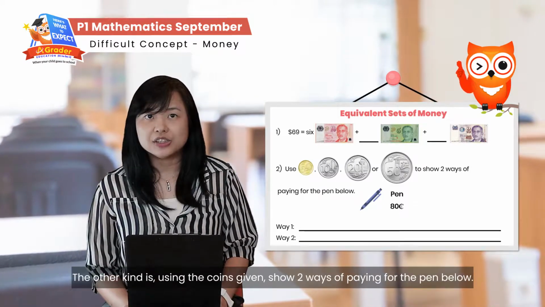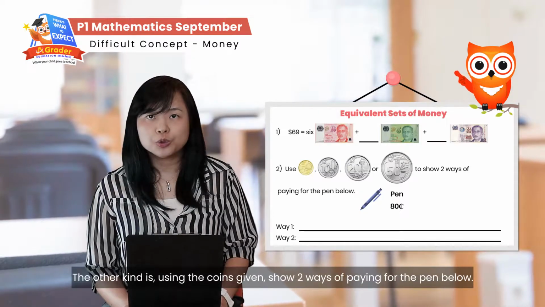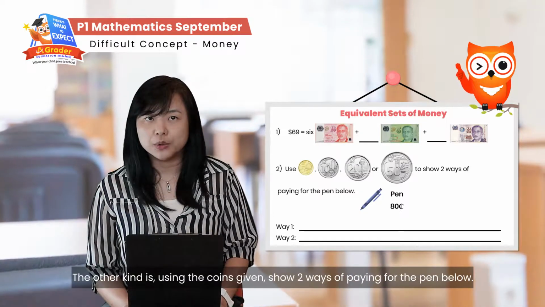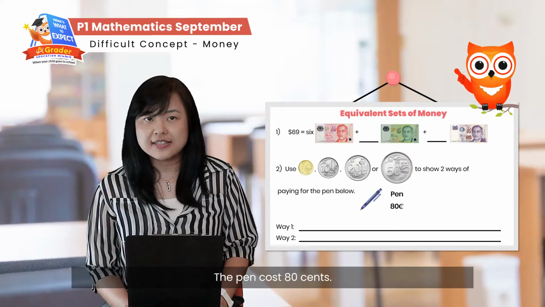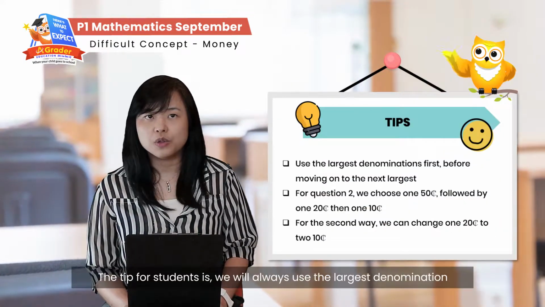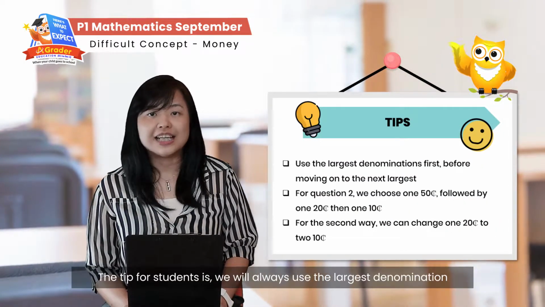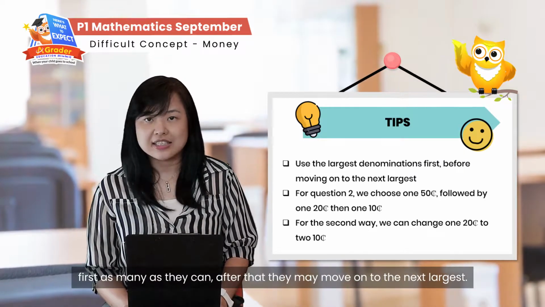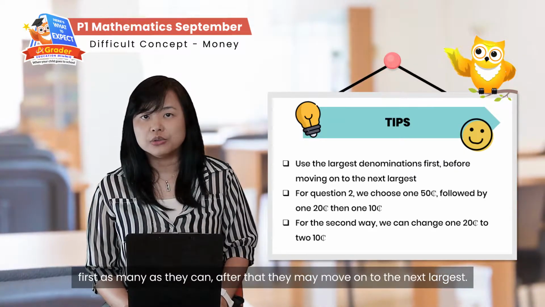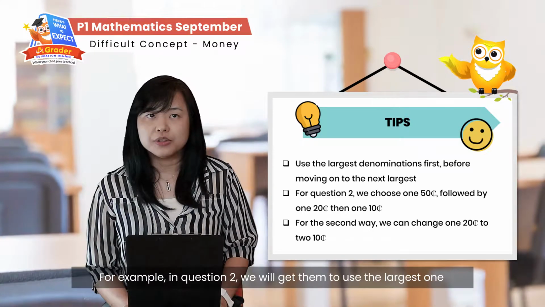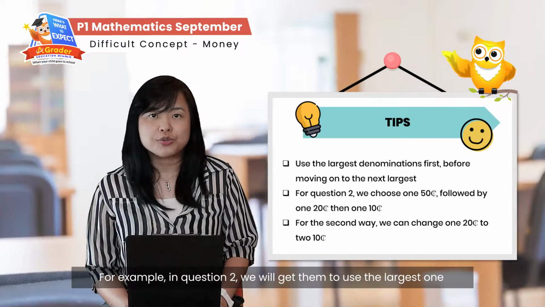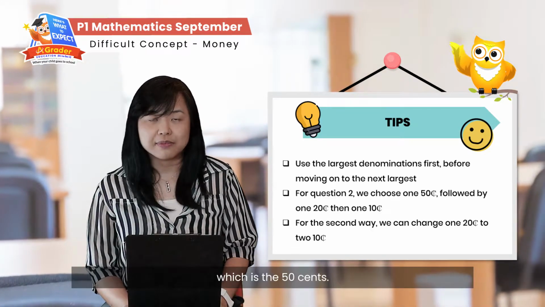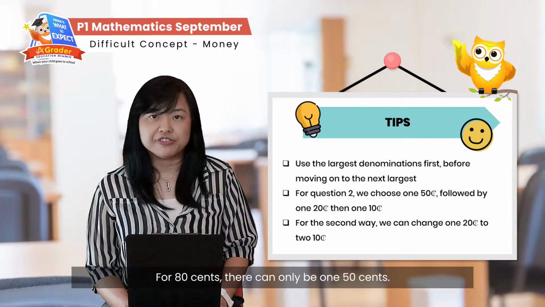The other kind is using the coins given, show 2 ways of paying for the pen below. So the pen costs 80 cents, so the tip for students is we will always use the largest denomination first, as many as they can. After that, then we move on to the next largest. So for example, in question 2, we will get them to use the largest one, which is the 50 cents. So for 80 cents, there can only be 1 50 cents.